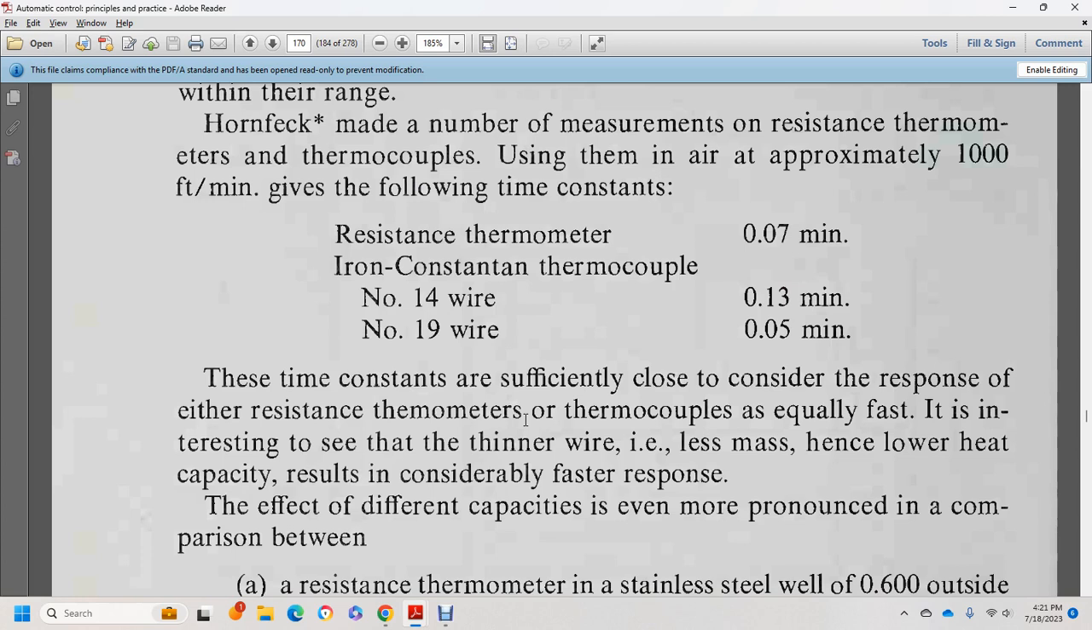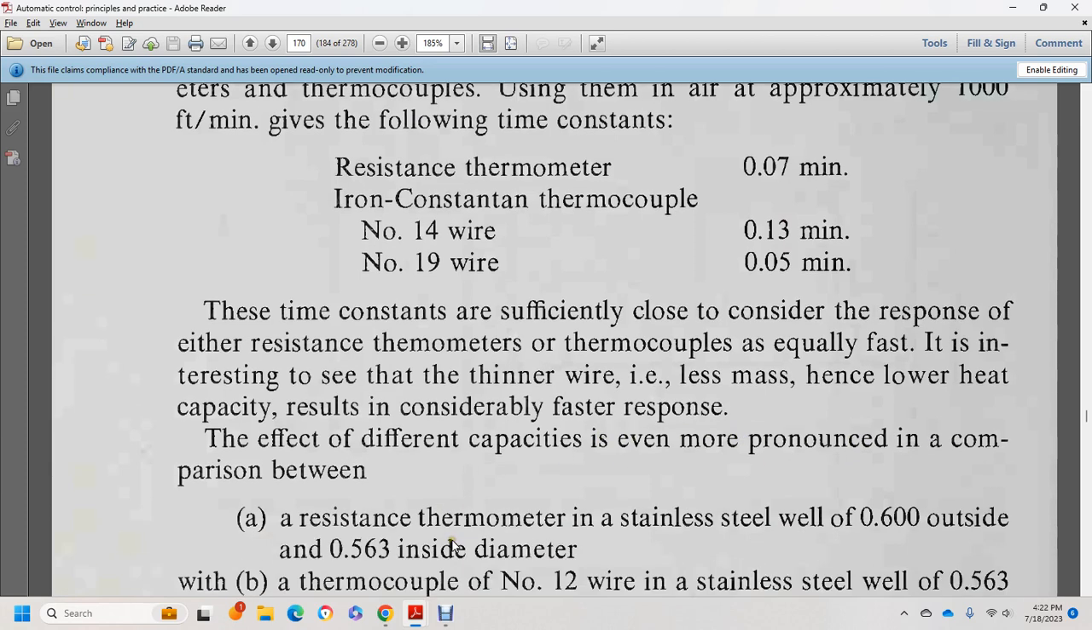It's interesting to see that the thinner wire, with less mass and with the ends at a lower heat, results in a considerably faster response. In fact, the difference in capacity is even more pronounced in the comparison between A, the resistance thermometer, and a stainless steel well with 6/10 outside at 563 hundredths.